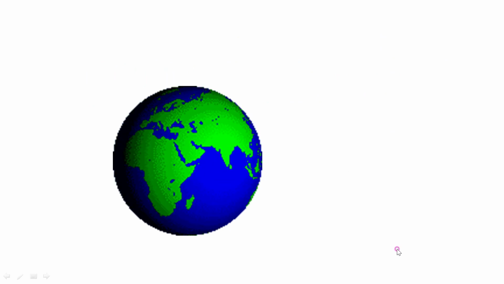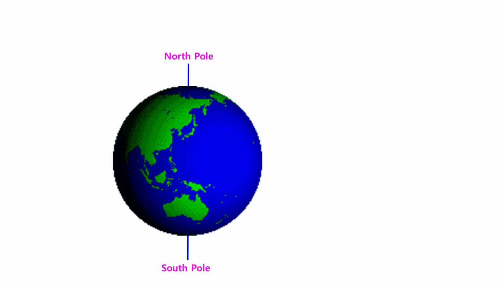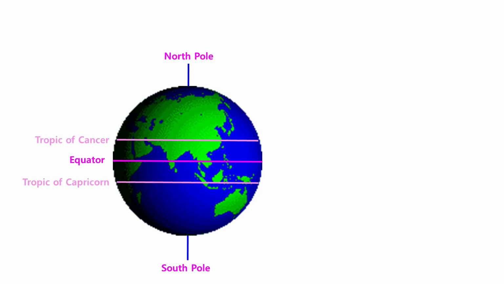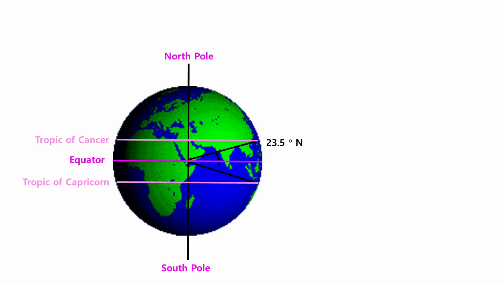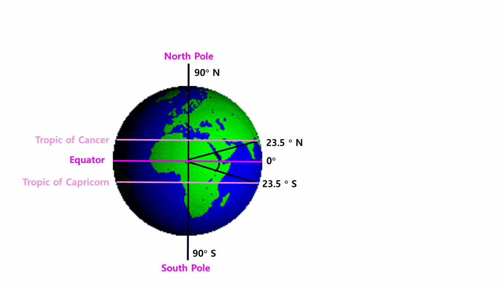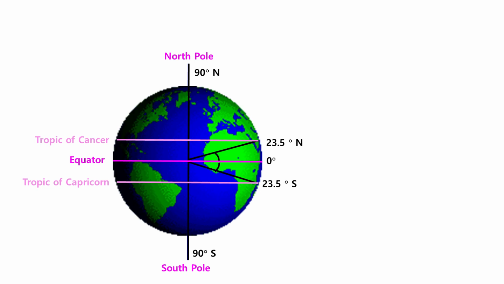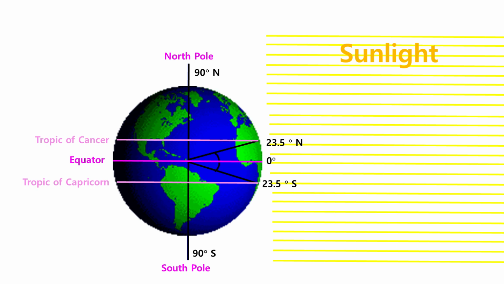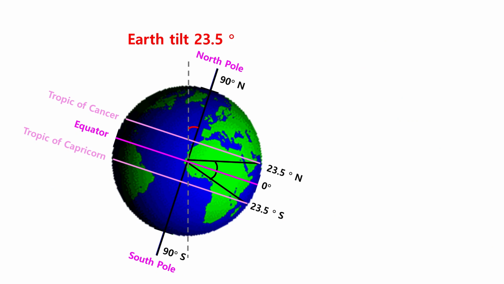Here is the Earth rotating on its axis. Here is the North Pole and South Pole. Equator, Tropic of Cancer with an angle of 23.5 north, and Tropic of Capricorn with an angle of 23.5 south. We have sunlight coming in a parallel direction. Here is the Earth tilt, 23.5 degrees.